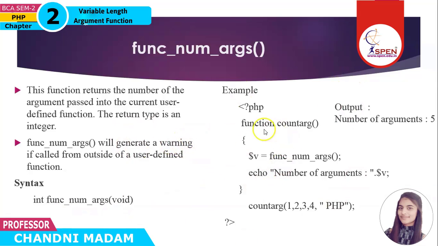Here is the example. Here we create one user defined function, count_arg, and in the function we use our func_num_args. This function will calculate the number of arguments that we pass in our user defined function. Here we pass 5 arguments, so this function returns 5 and this value is stored in our $vname variable. After that we just print the value. So this function will give the value 5 because we passed 5 values to our user defined function.